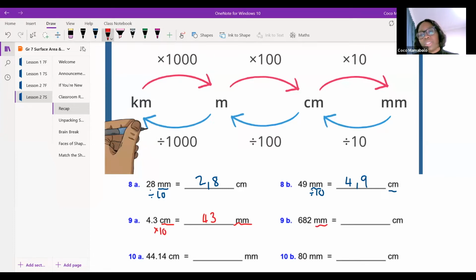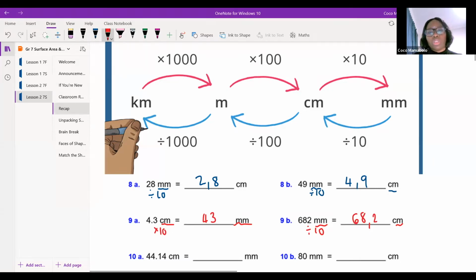All right, Carrie, let's do the next one. I'm going from millimeters to centimeters. What am I going to do, Carrie? You're going to divide by 10. Good, we're dividing by 10. What is 682 divided by 10? 68.2. Good, it's 68.2 what? Centimeters. Excellent. Don't forget the centimeters.